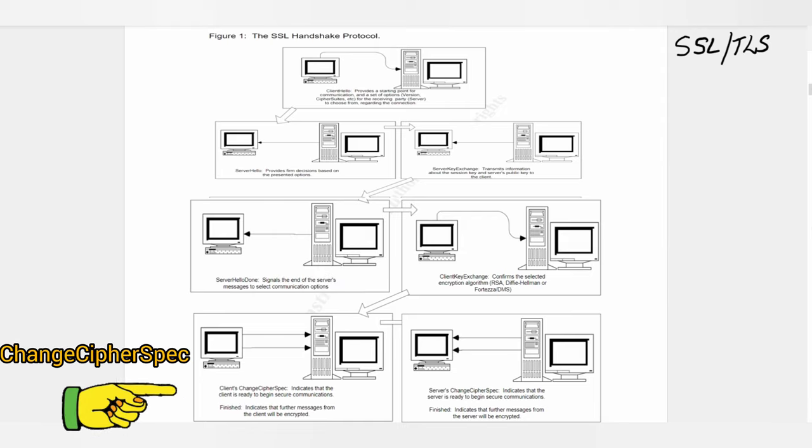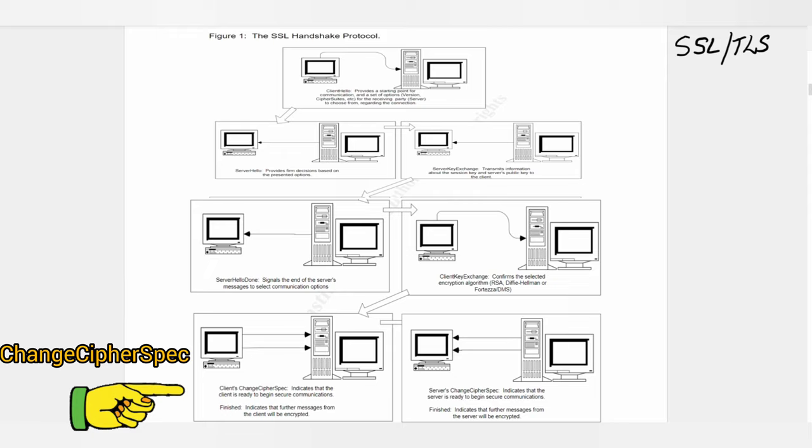Step 6, change cipher spec. The two change cipher spec messages signal the change of data transmission from an insecure state to a secure state. Each computer, in its change cipher spec message, puts its side of the connection into the agreed upon state.